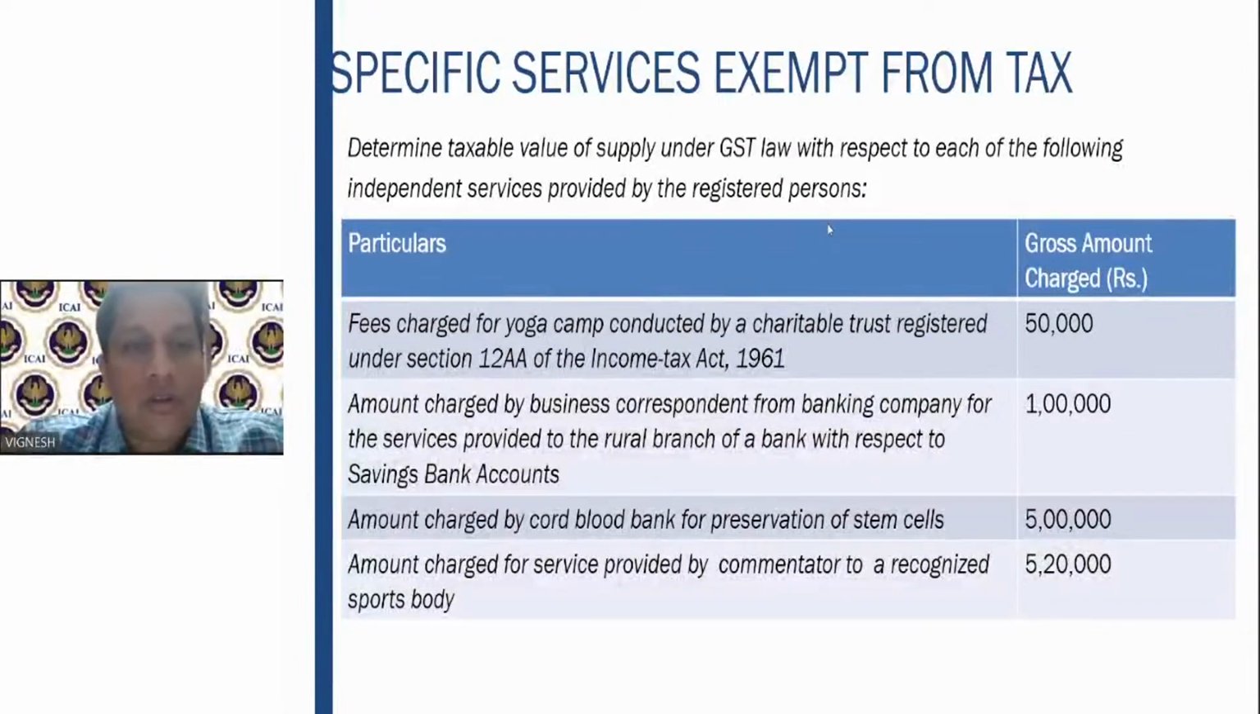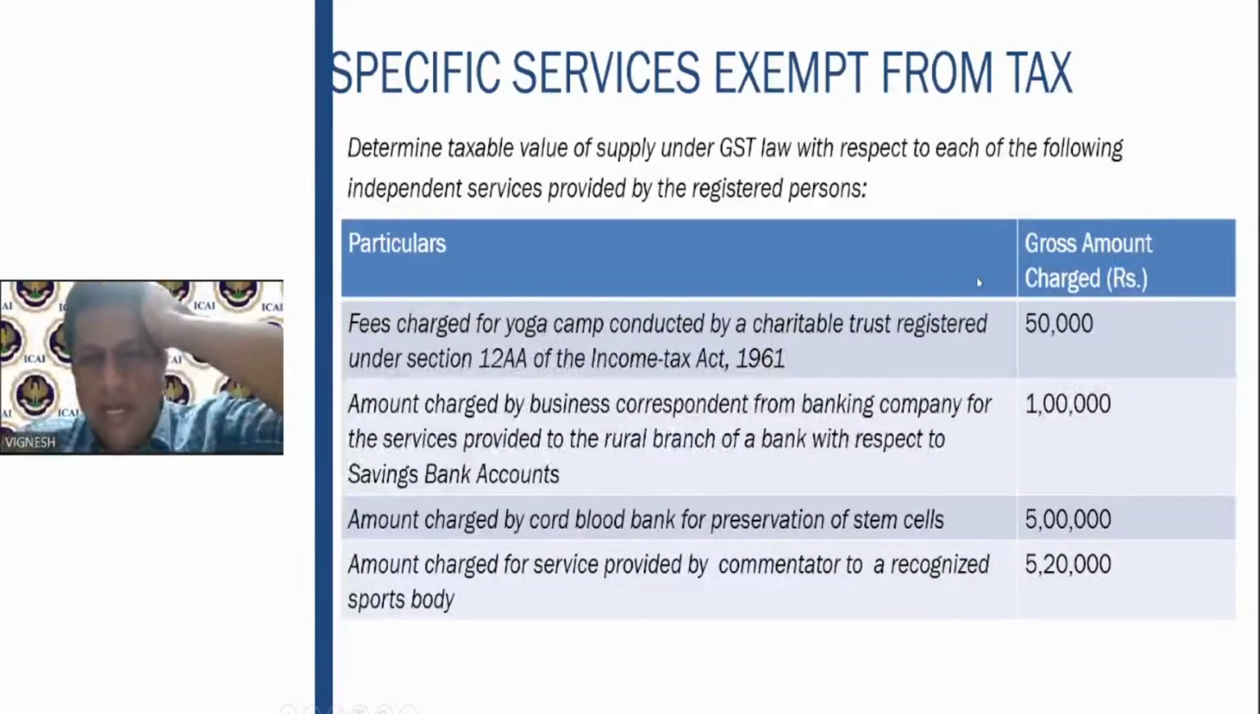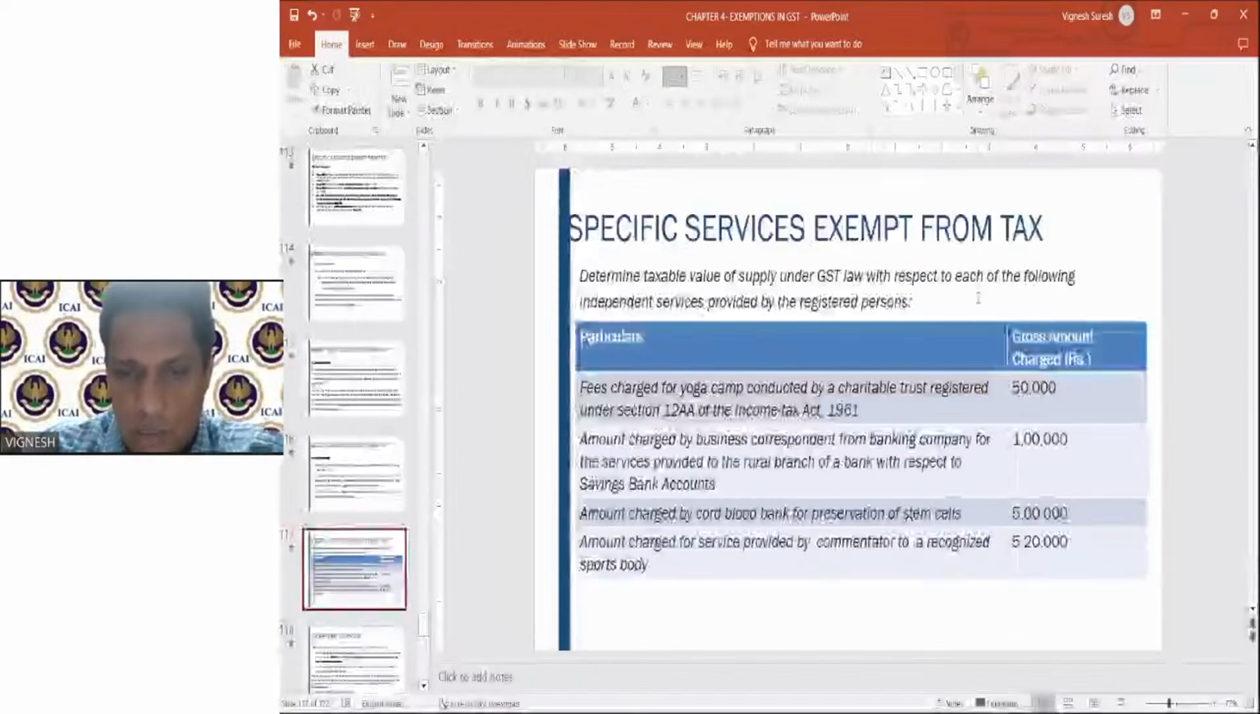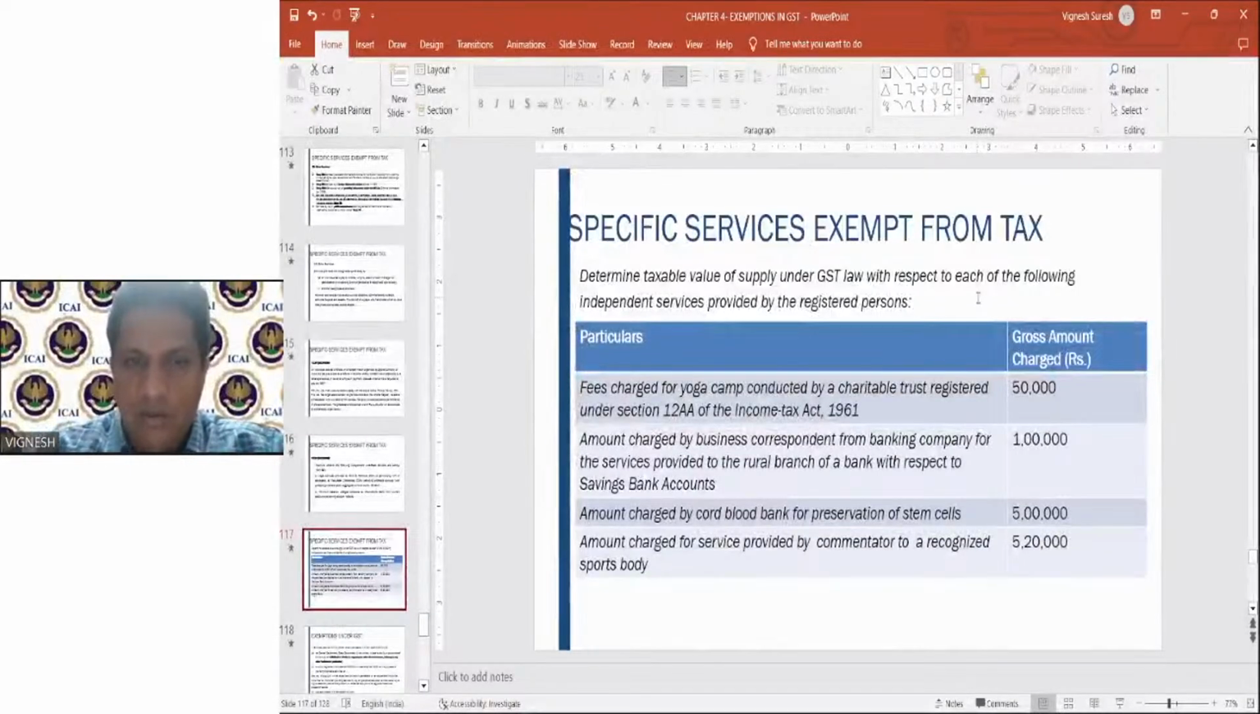Fees charged for yoga camp. Determine the taxable value of supply under the GST law with respect to each of the following independent services. Fees for yoga camp conducted by a charitable trust registered under 12AA of the Income Tax Act 1961 is 50,000. Amount charged by a business correspondent from a banking company for services provided to a rural branch, 1 lakh. Cord blood bank, 5 lakhs. Amount for services by a commentator to a recognized sports body.